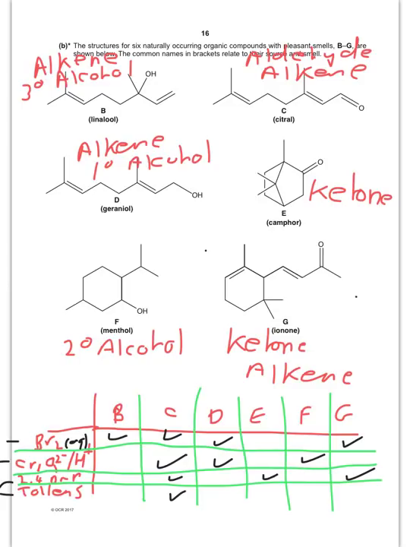So let's go through how would we identify these? Well, B will only react with bromine water. C will react with all four. D will react with bromine water and acidified potassium dichromate. E will only react with 2,4-DNP. F will only react with acidified potassium dichromate. And G will react with bromine water and 2,4-DNP. So you can see when you look at your ticks, no compound has the same ticks for the same test, so that will allow you to identify your compounds.